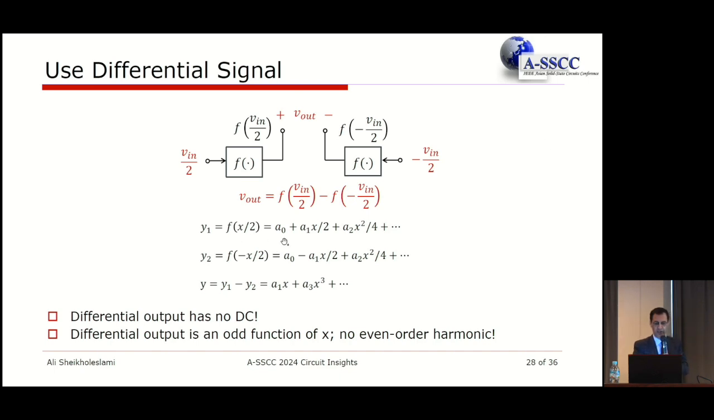You have y1 equal to this, y2, which is the output of this, like this, and now you subtract the outputs of these two to make a differential output. And all of a sudden, x squared, x to the 4, all the even order terms are gone. So by finding the difference between the two, you can get rid of all the even harmonics in your signal, and that is going to really improve your total harmonic distortion.